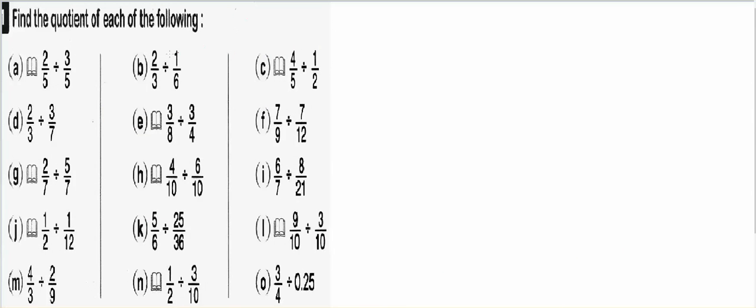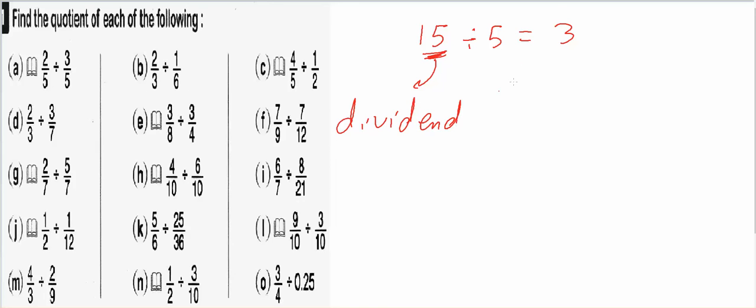Next, 15 divided by 5 equals 3. The first number, 15, is called the dividend. The second number is the divisor. The answer of division is the quotient.